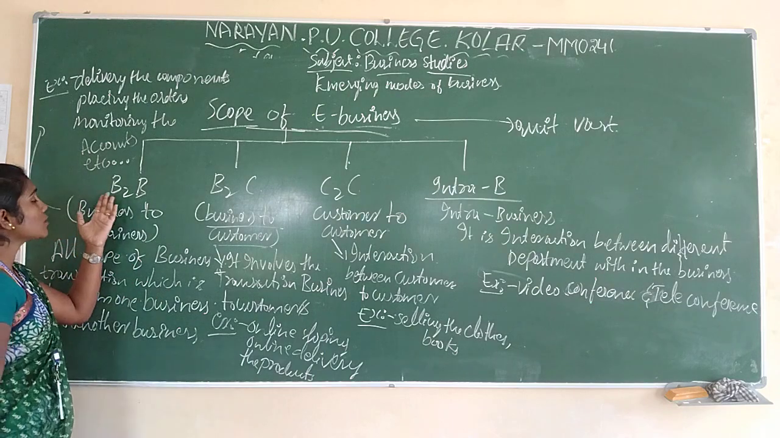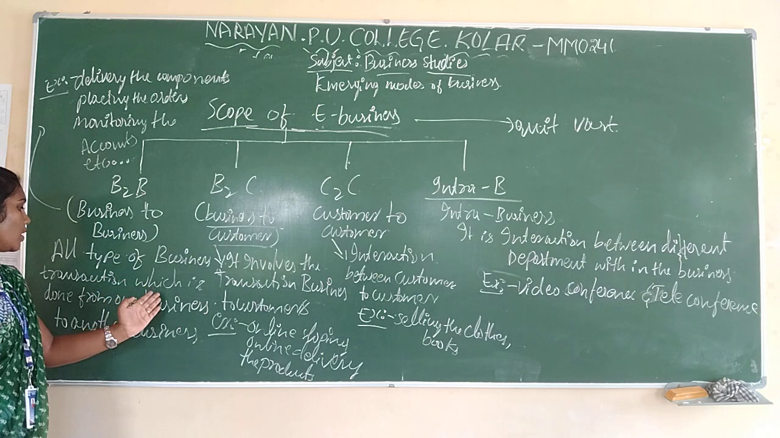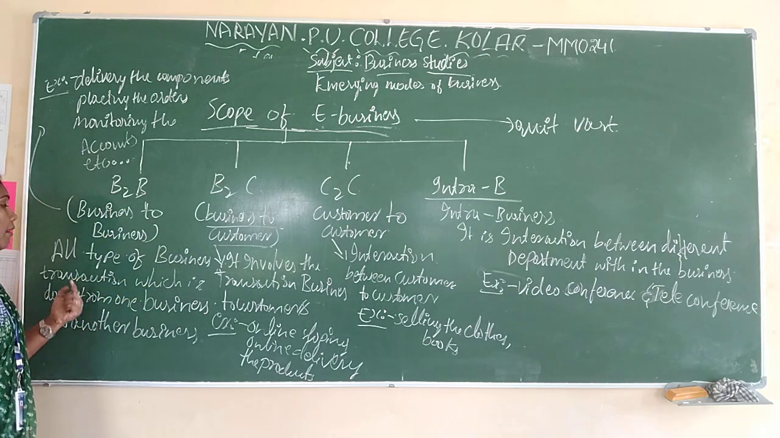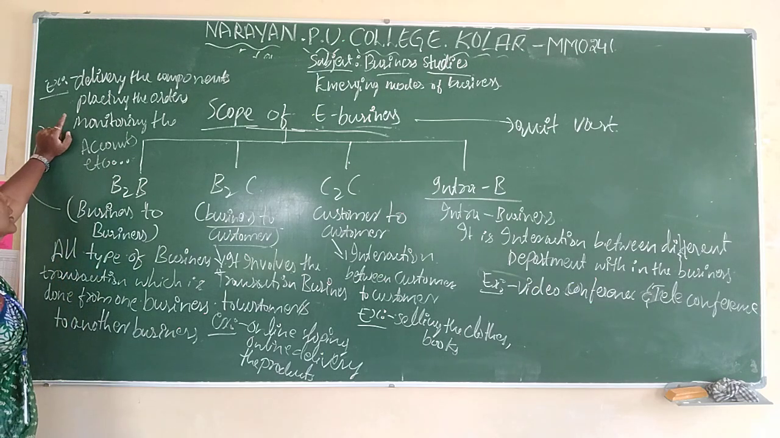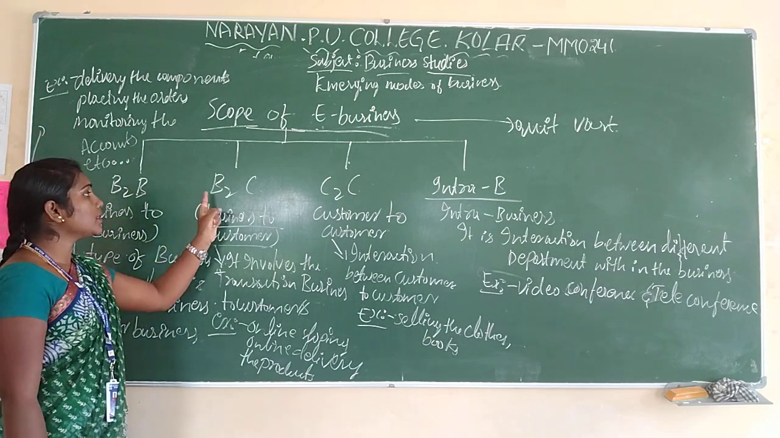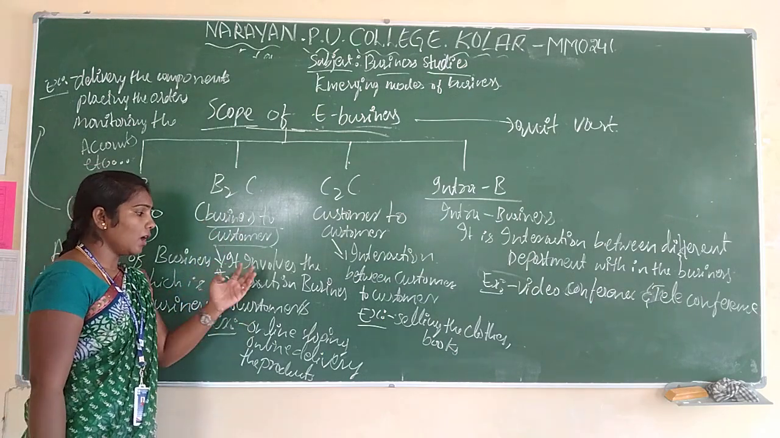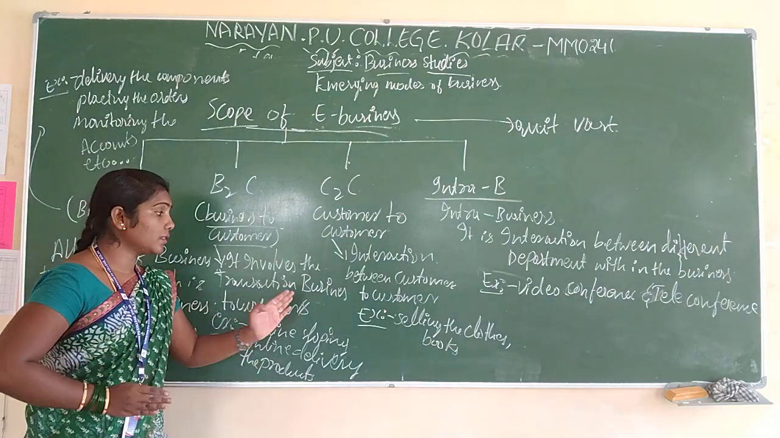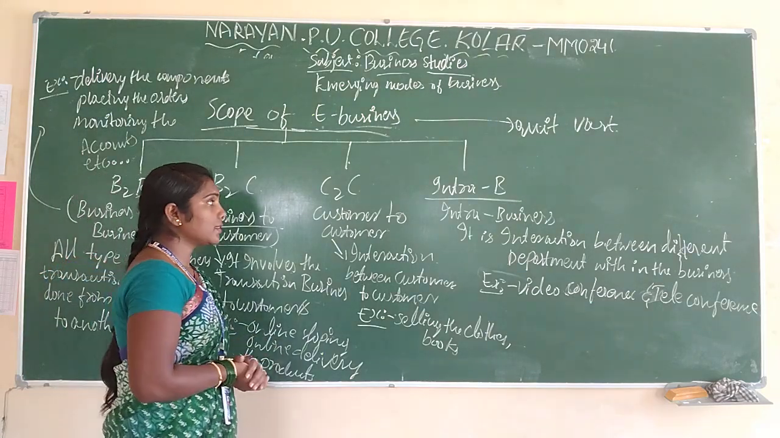Business to business means all types of business transactions which are done from one business to another business. Example, delivering the components, placing the orders, monitoring the accounts, etc. Next, business to customer means it involves the transactions between the business and the customer. Example, online shopping, online delivery of goods and services.